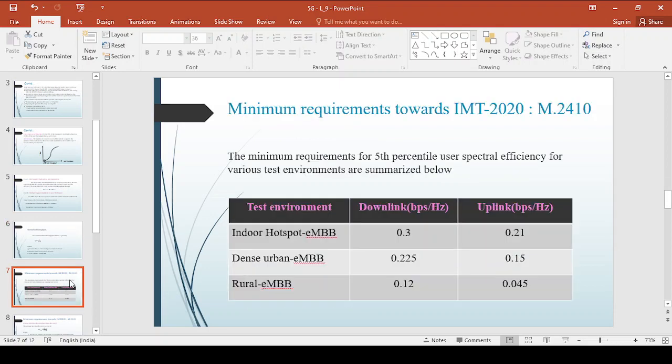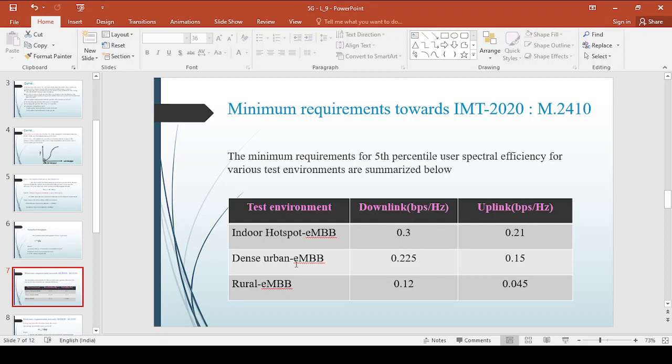Now coming to the next, this table indicates the minimum requirements of fifth percentile user spectral efficiency for various test environments, like indoor, dense urban, and rural. These are the three different test environments for which the minimum requirements of fifth percentile user spectral efficiency in the downlink as well as in the uplink are represented in this table, right? Now coming to the test environment indoor hotspot, eMBB, nothing but the enhanced mobile broadband scenario in the indoor hotspot. The units are bits per second per hertz. In downlink the minimum requirement of fifth percentile user spectral efficiency is 0.3, and in uplink we have 0.21. If you see this, the downlink value will always be greater than the uplink.